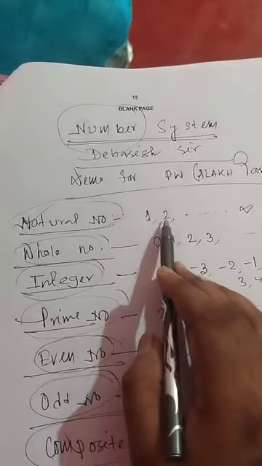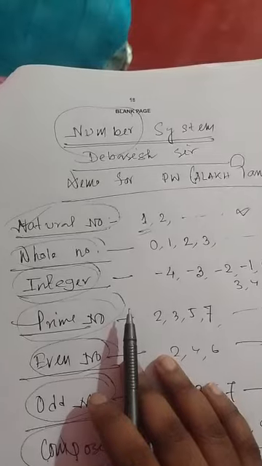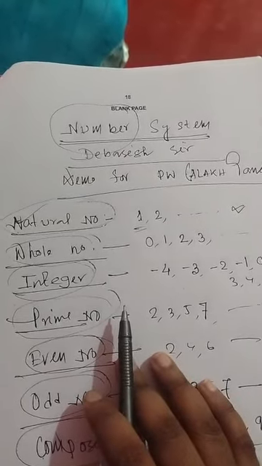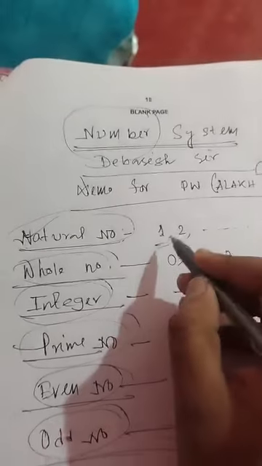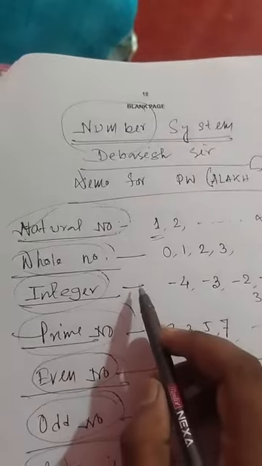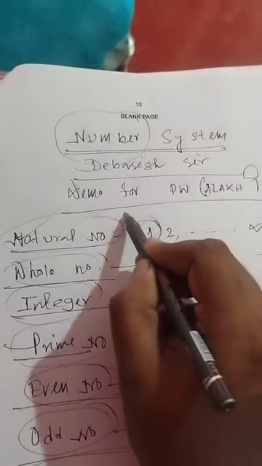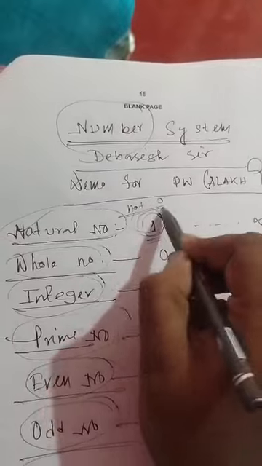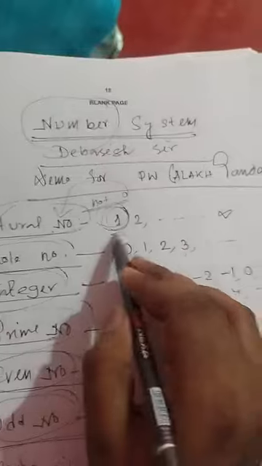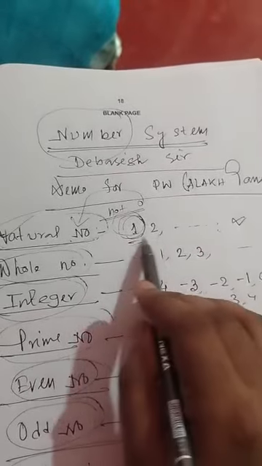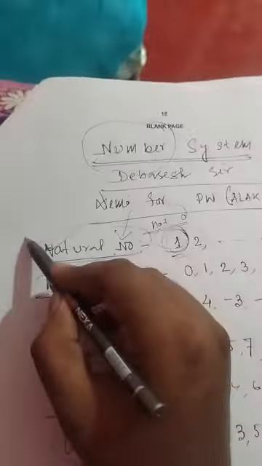Natural numbers start from 1. Why is it not 0? Because 0 is not a number. Whenever it counts in ancient arithmetic, it begins from 1, not 0. That's why 0 is not included in the natural numbers. So 1 to infinity, 1 2 3 4 5 6 7 8 to infinity, that is classified as natural numbers.